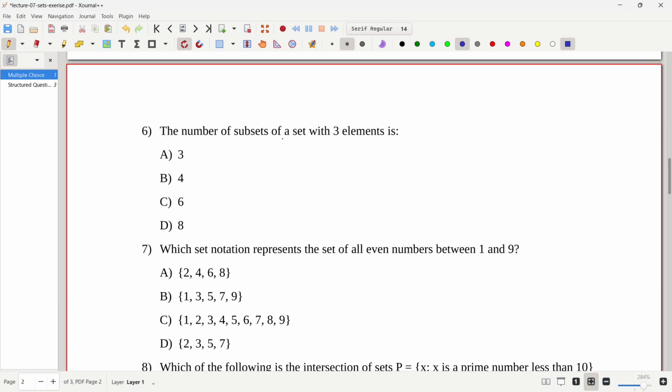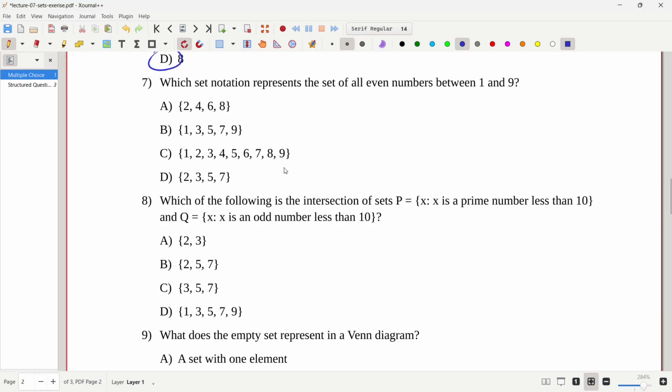The number of subsets of a set with 3 elements, and the formula is 2 to the n, which is 2 to the third power, and that is 2 times 2 times 2, which is 8. So the answer is D. Which set notation represents the set of all even numbers between 1 and 9? So we're not including 1 and 9, and we're only looking at the even numbers. So we have 2, 4, 6, and 8.